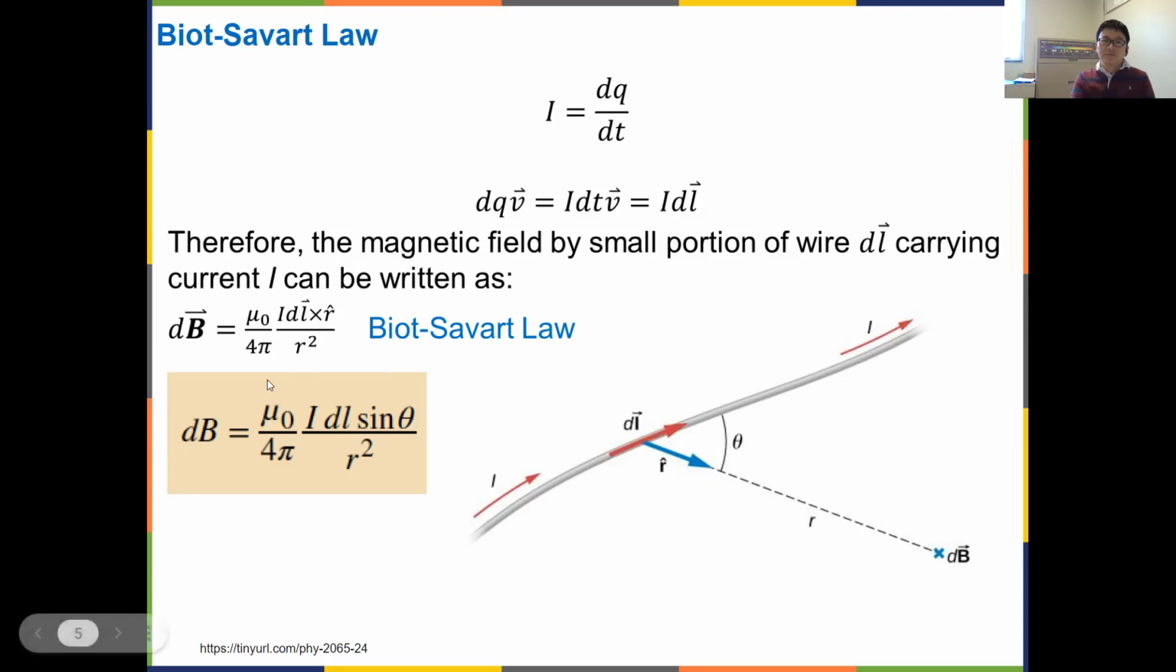Because this is a vector, it has direction, since the cross product of two vectors gives you a direction. For the magnitude, dB equals mu naught over 4 pi, I dl sine theta over r squared. That gives you the magnetic field produced by this small section of the wire, dl, at a distance r away. If you want the total B field, then you integrate through the whole wire to get that.